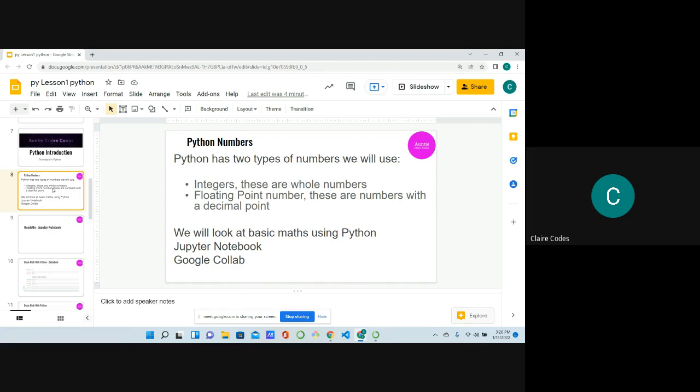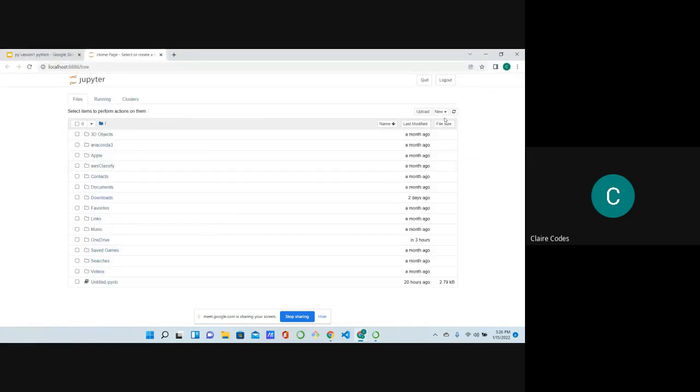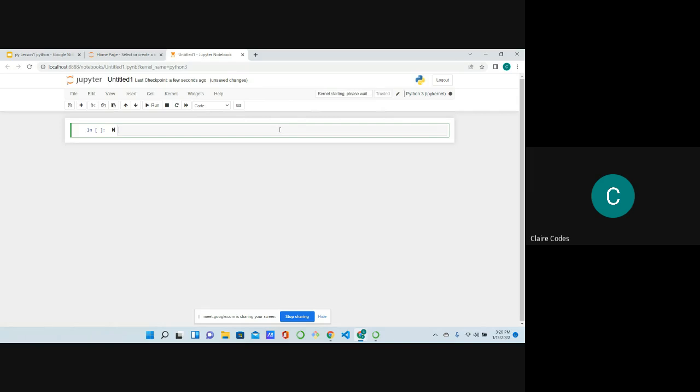This is going to be hands-on, so we're going to look at basic maths using Python, and you can grab your Jupyter notebook or your Google Colab. I am going to go to Anaconda and just launch a Jupyter notebook, which I'm going to be using. So I'll just go here and say new Python notebook, and then we'll start looking at how to work with numbers in Python.